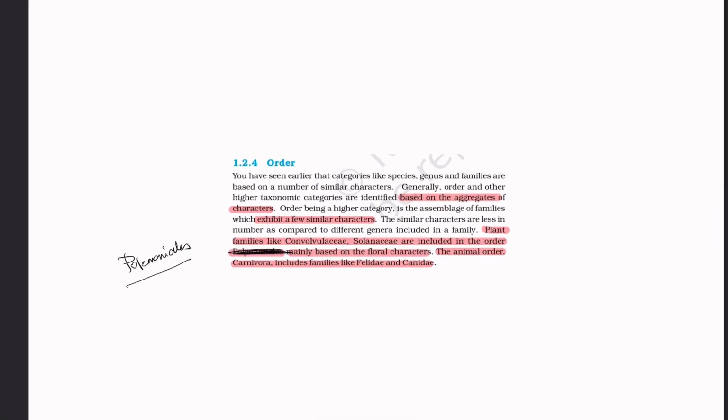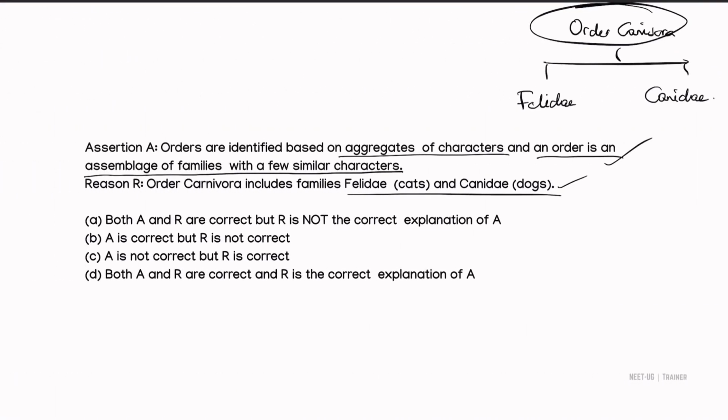So coming back to the question, the reason is order Carnivora includes families Felidae and Canidae, which is true. Here the assertion is true and the reason is true, but R is not the correct explanation of A. So the answer is A.